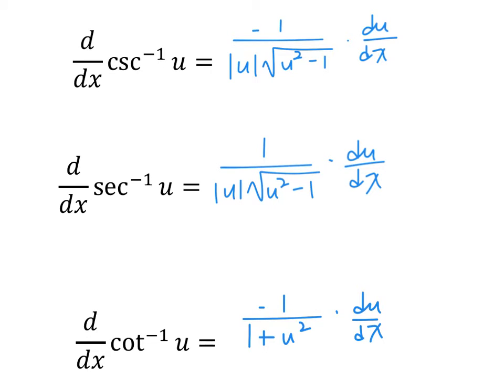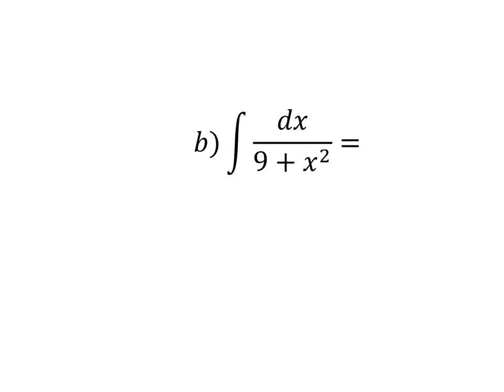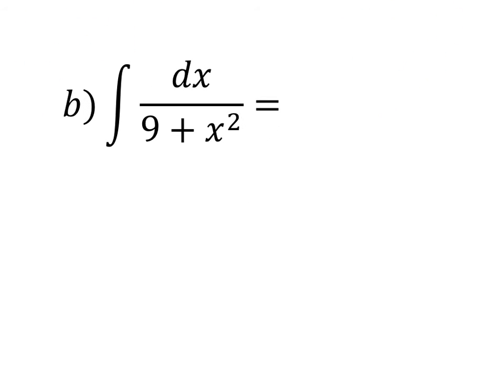Okay, the reason we're looking at all the derivatives is now we're going to integrate. So we've got to memorize the forms of how these inverse trig functions' derivatives look, so we can recognize the form and go back by integrating and go to them. Okay, so let's try one, a rather easy one first. Let's try this one first. Integral of dx over 9 plus x squared.